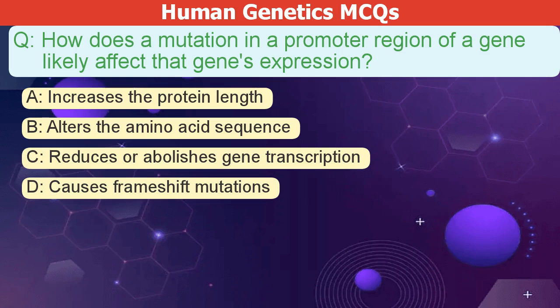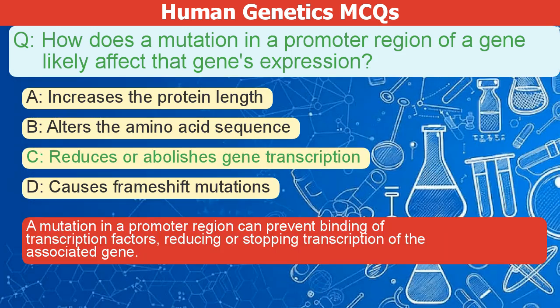How does a mutation in a promoter region of a gene likely affect that gene's expression? A. Increases the protein length. B. Alters the amino acid sequence. C. Reduces or abolishes gene transcription. D. Causes frameshift mutations. The correct answer is C. A mutation in a promoter region can prevent binding of transcription factors, reducing or stopping transcription of the associated gene.